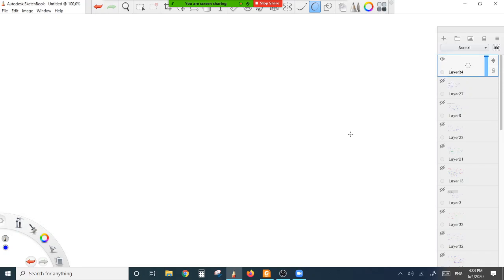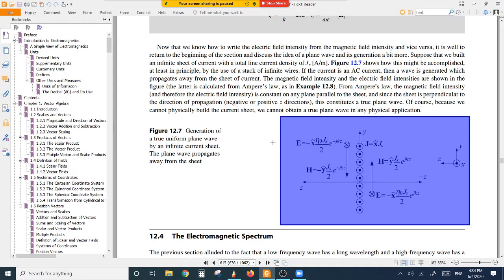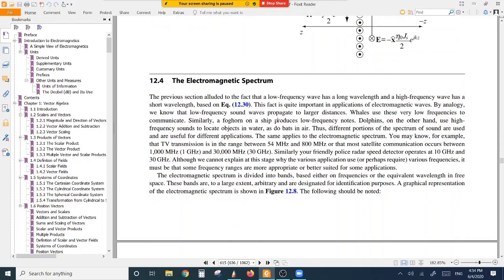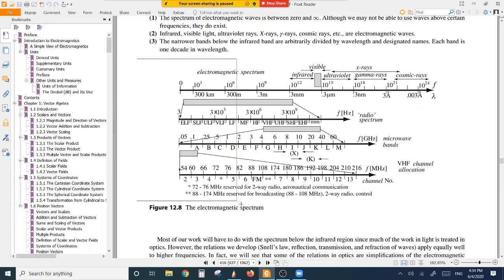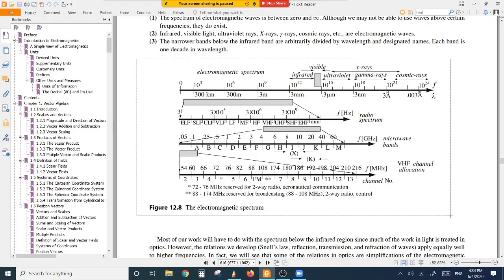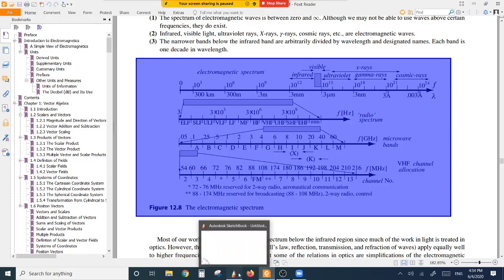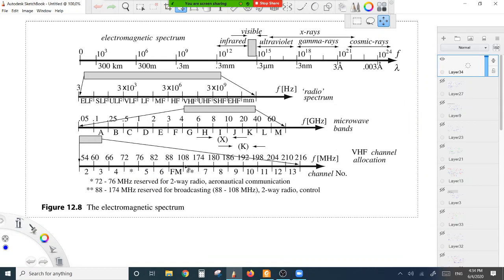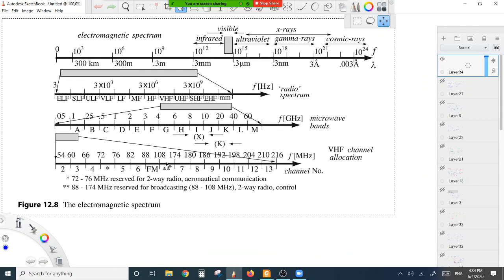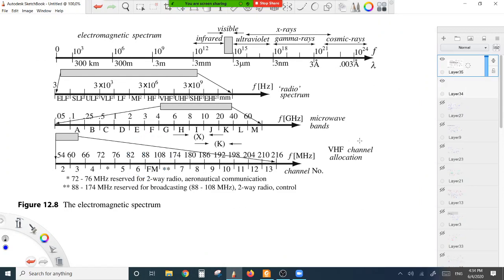Okay, now we have a bit of theory about the electromagnetic spectrum. I think you have an idea of electromagnetic spectrum from the school. You should have an idea.